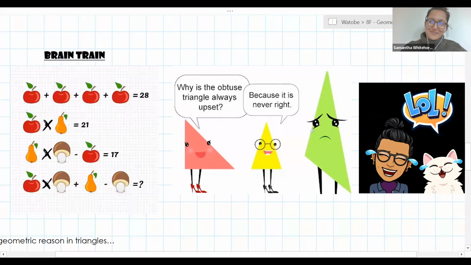Ruben, I hope that you're laughing because of the joke. Why is the obtuse triangle always upset? Because it is never right. Oh, it's so lame and funny. Guys, it's funny, okay? I'll just laugh with Ruben. It's okay.